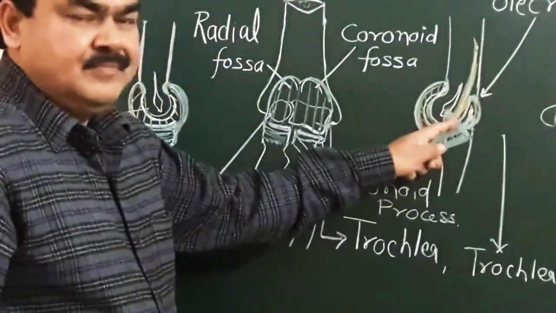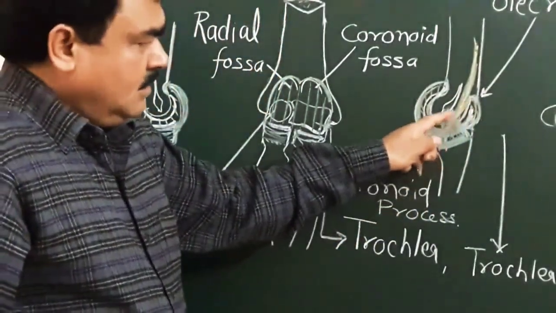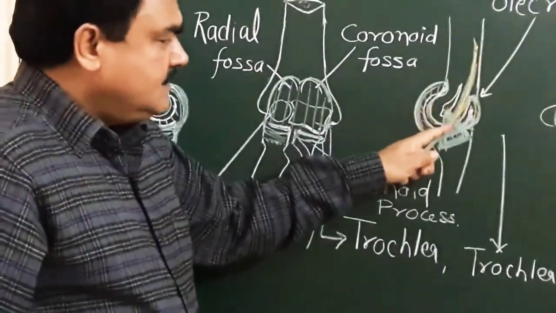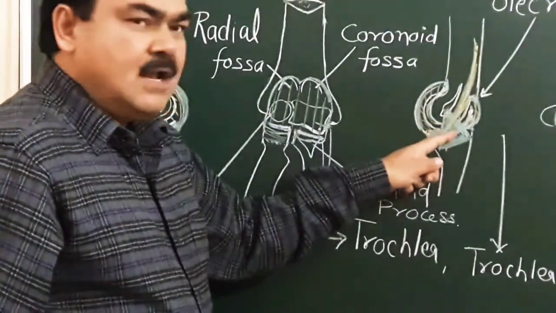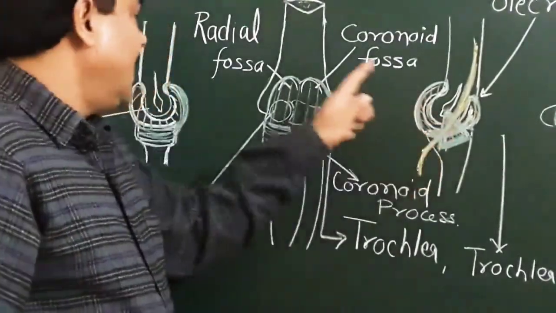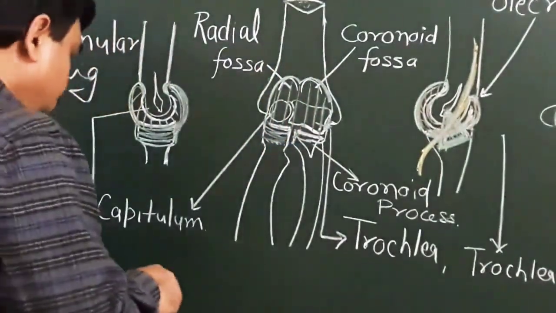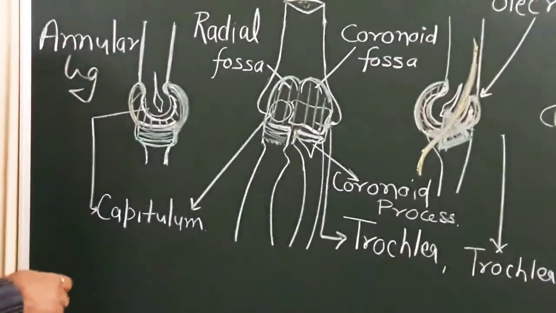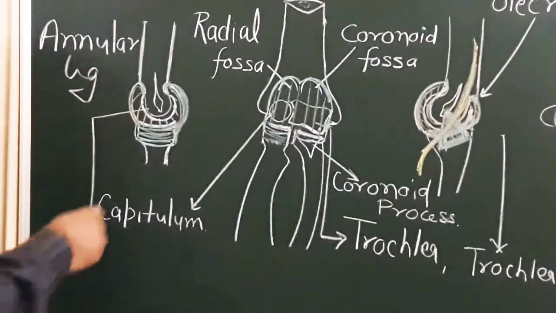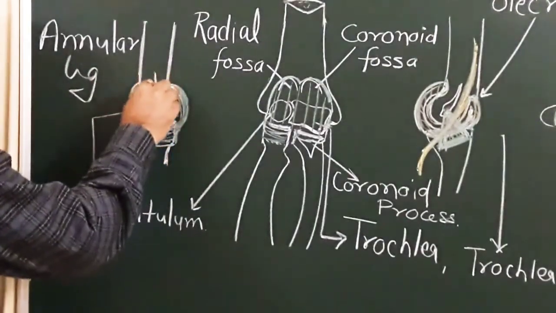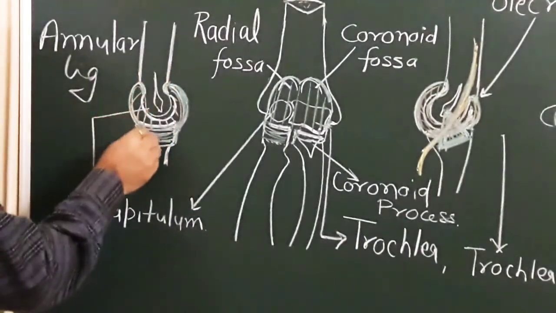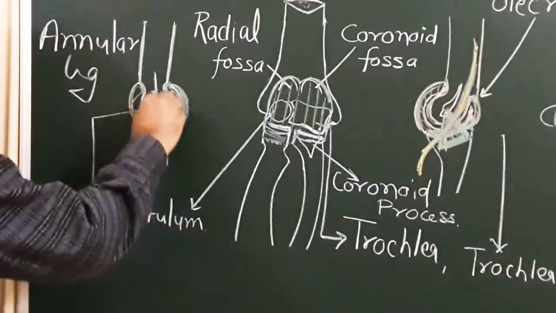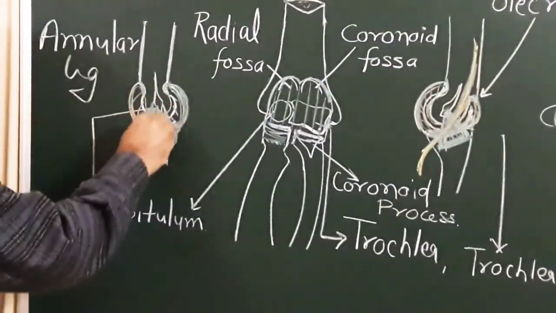This is the ulnar nerve, which crosses this joint from behind the medial epicondyle of the humerus, just superficial to the ulnar collateral ligament. And laterally, there is the lateral or radial collateral ligament. This is the lateral epicondyle and this is the annular ligament.